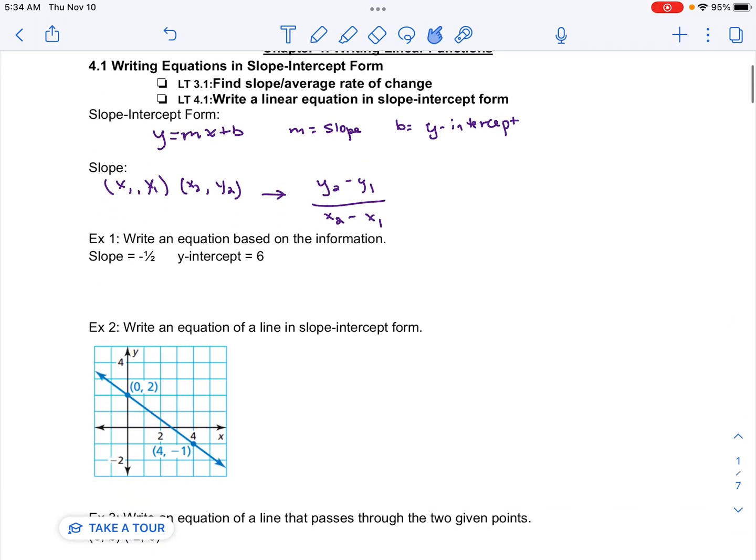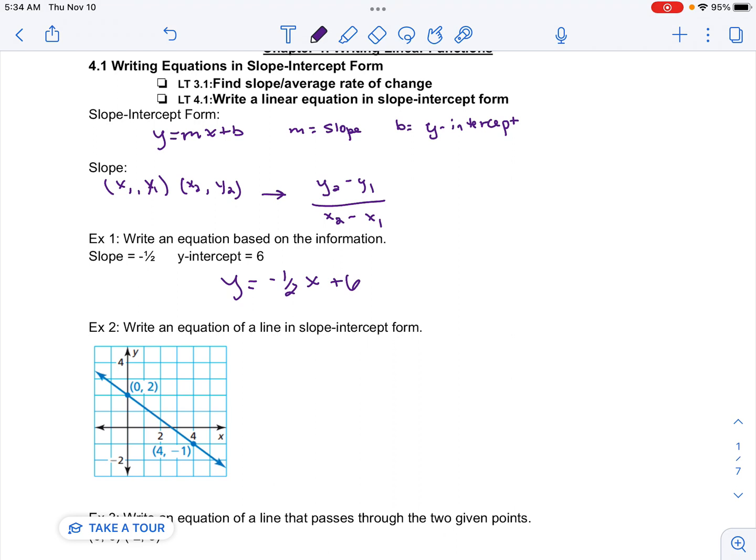So example 1, write an equation based on the information. Our slope is -1/2, our y-intercept is 6. So we just have to plug in our information. y equals -1/2 x plus 6. Again, just filling out that information off of my m and my b.